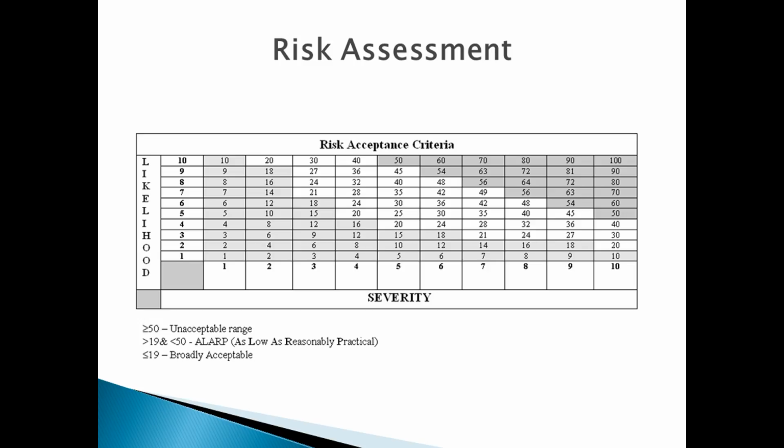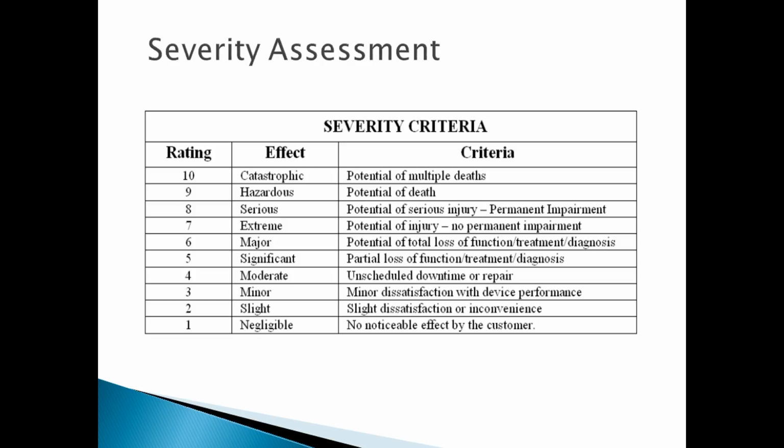And so severity assessment consists of things like a rating of 10, which would be catastrophic, potential multiple deaths. Maybe you're developing an anesthesia machine that uses a flammable gas, and if it were to blow up in the operating room, there could be multiple deaths, or even some drugs. If you're operating machinery or bathing an infant, there could be potential multiple deaths, all the way down to negligible, that there's no noticeable effect by the consumer. It's interesting that using these criteria, the potential of total loss of function, treatment, or diagnosis is considered a major severity.